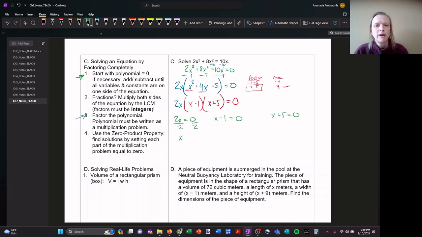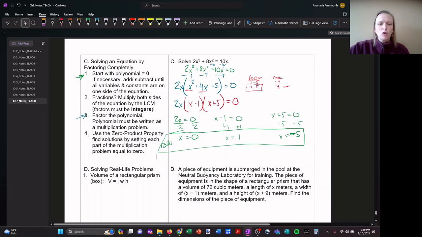Here I divide both sides by 2, and I get that x equals 0. Here I add 1 to both sides of the equation, and I get x equals positive 1. Here I subtract 5 from both sides of the equation, and I get that x equals negative 5. So those are my roots of this polynomial, and I have solved this polynomial equation.